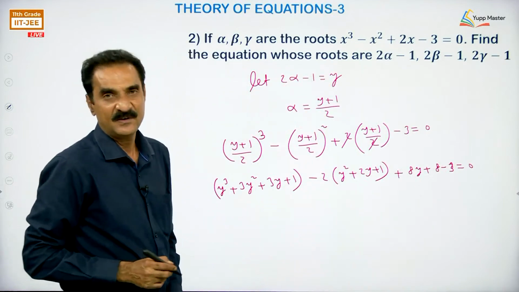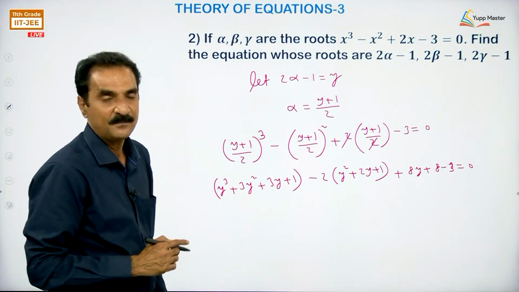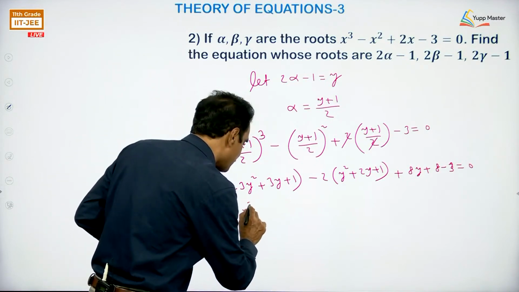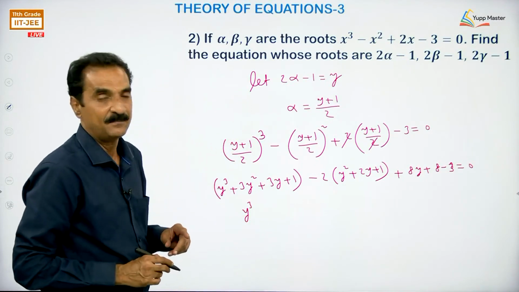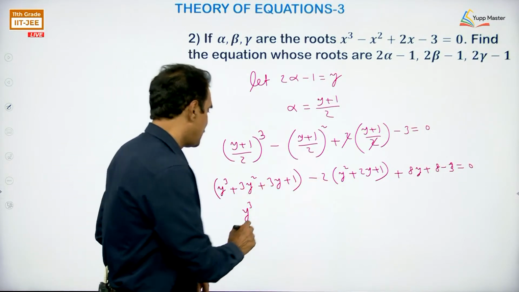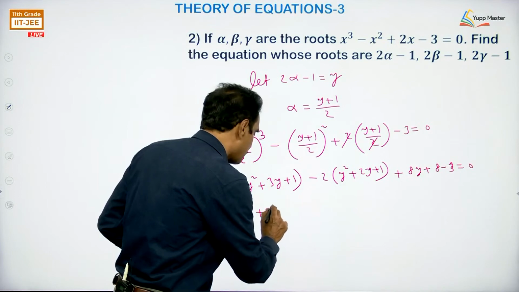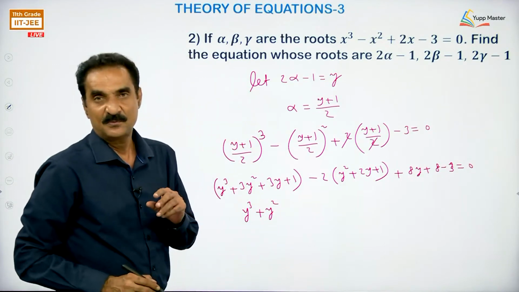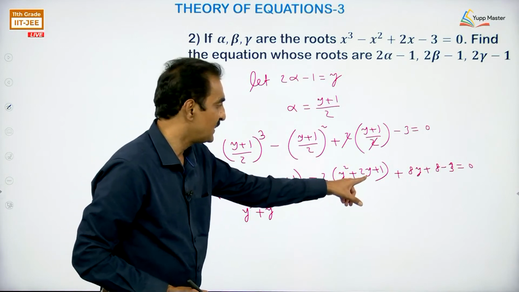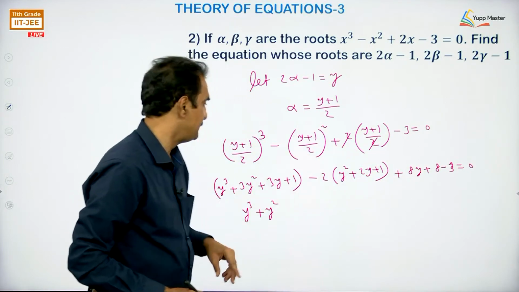Now write the equation in the standard form. First y cube term, only one y cube is there. Next y square term, 3y square minus 2y square, so plus y square. Next coefficient of y, here 3y minus 4y plus 8y.